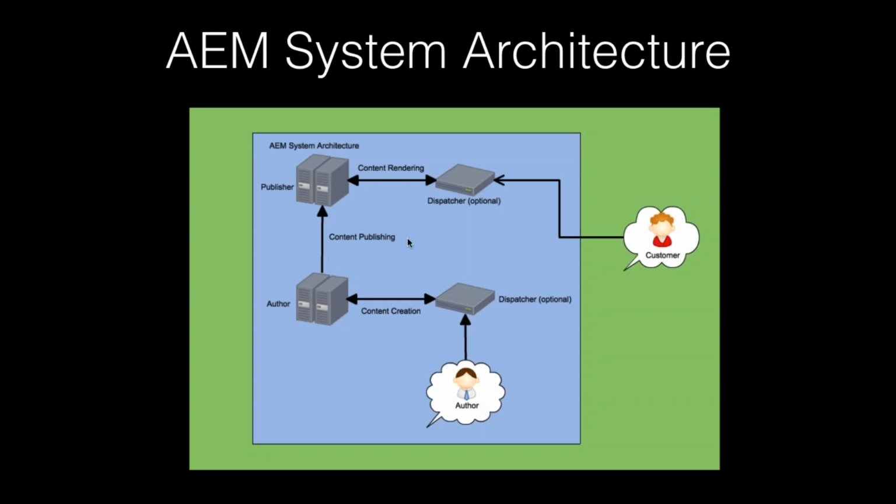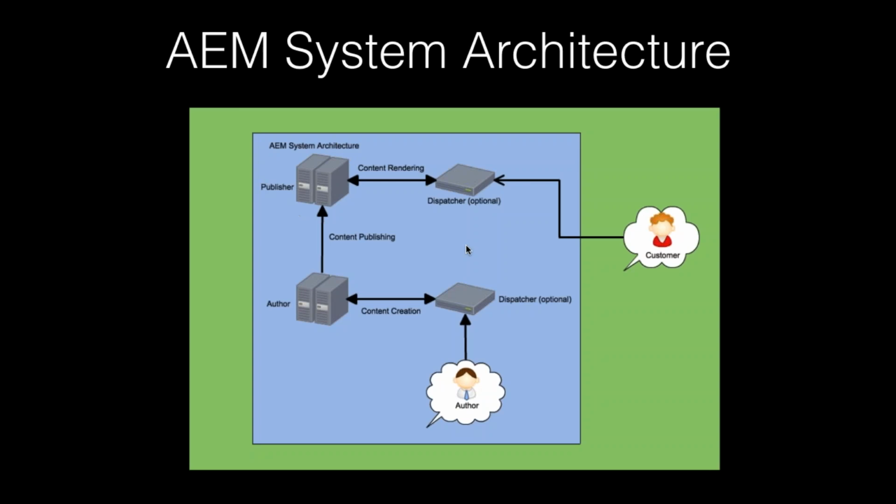As soon as the content is created or generated, they do the content publishing, which means they are trying to push the content out to the publishing instance so that the end users can see. And this is a publisher instance. The publisher instance is nothing but a content rendering engine.